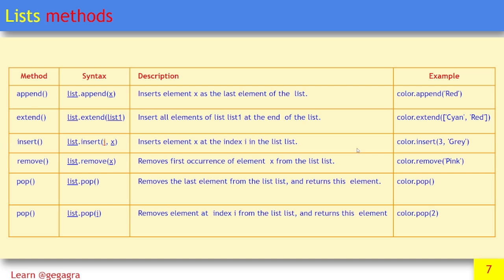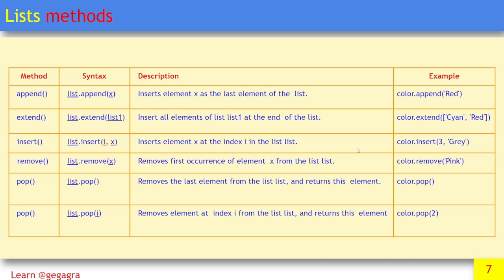Insert. This function inserts an element at the given index. list.insert(i, x) means I want to insert x at index i, so it inserts element x at the index i in the list. So if I say color.insert(3, gray), then at the third index the color gray will be inserted.